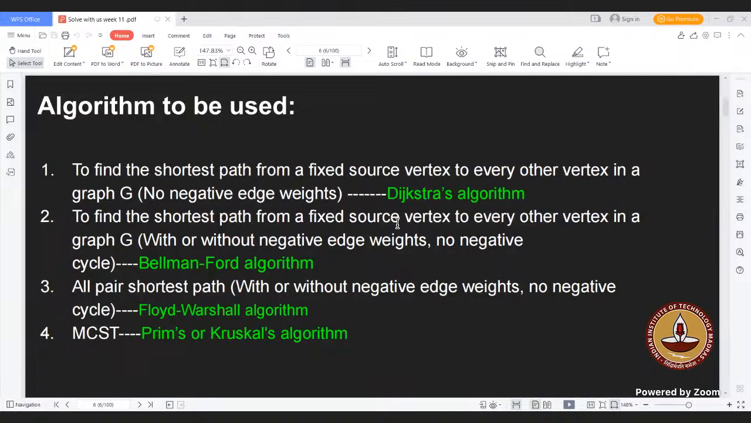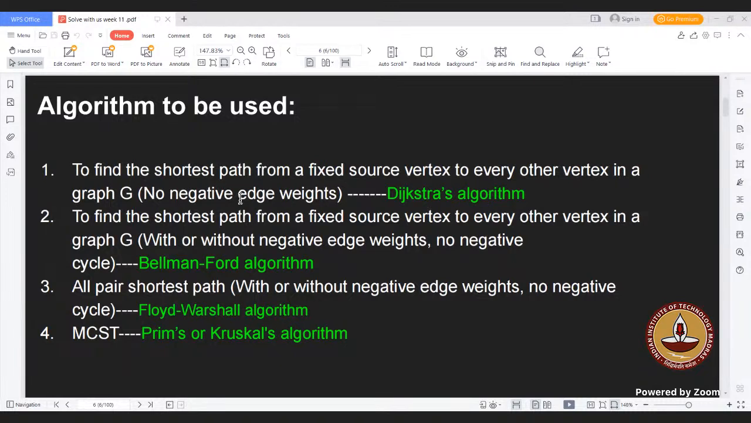The first one we'll see is Dijkstra's algorithm. In this, we'll find a shortest path from a source vertex. So we'll find the shortest path from one vertex to every other vertex. But this is an important point: there can't be any negative edge weights. If there is a negative edge weight, this algorithm might not work.